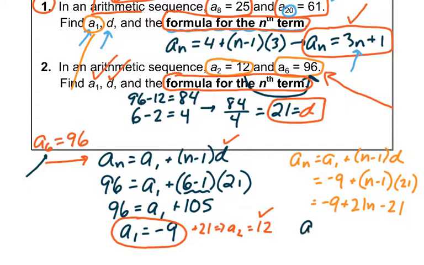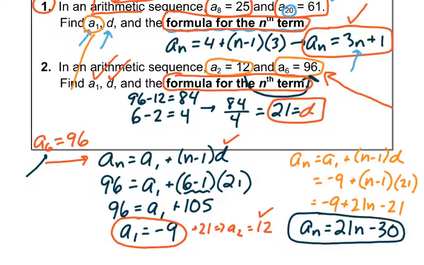Final answer. My a sub n formula for this sequence, friends, would be 21n minus 30. And that's how that works. How did you do? Did you get the same as I did? If you did, bravo. Good job. And that's problem number 1 and 2.